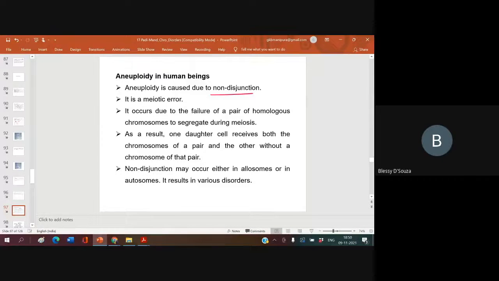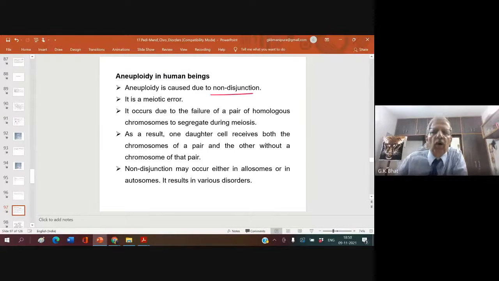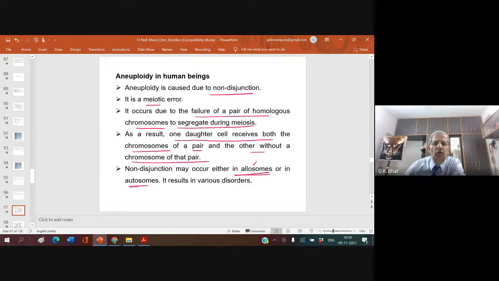So, have all of you followed? It is a meiotic error. It occurs due to failure of a pair of homologous chromosomes to segregate during meiosis. As a result, one daughter cell receives both chromosomes of a pair and the other receives none of that pair. Non-disjunction occurs either in an allosome or in an autosome. Allosome means sex chromosome. It results in various disorders.